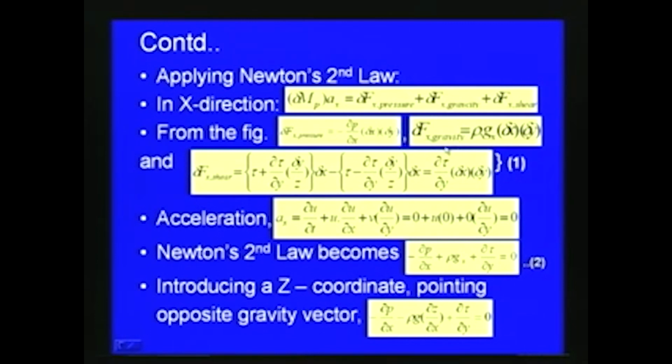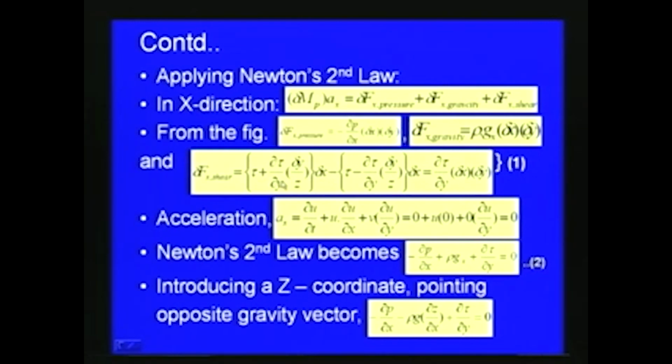So, as far as the gravity force is concerned, delta Fx gravity we can write as rho into gx into delta x into delta y, where gx is the acceleration due to gravity in the x direction. And then, as far as the shear force is concerned, in the x direction we can write it as the difference between (tau plus del tau by del y into delta y by 2) into delta x, minus (tau minus del tau by del y into delta y by 2) into delta x. So that we can write as del tau by del y into delta x into delta y.